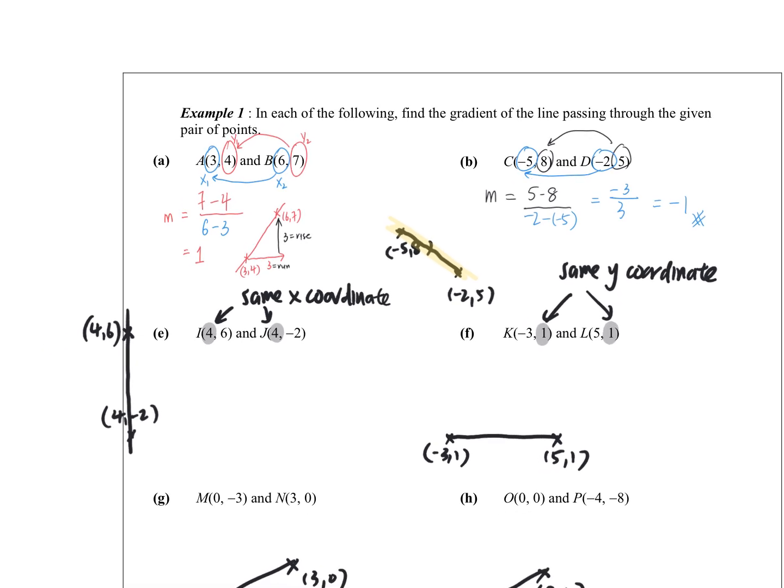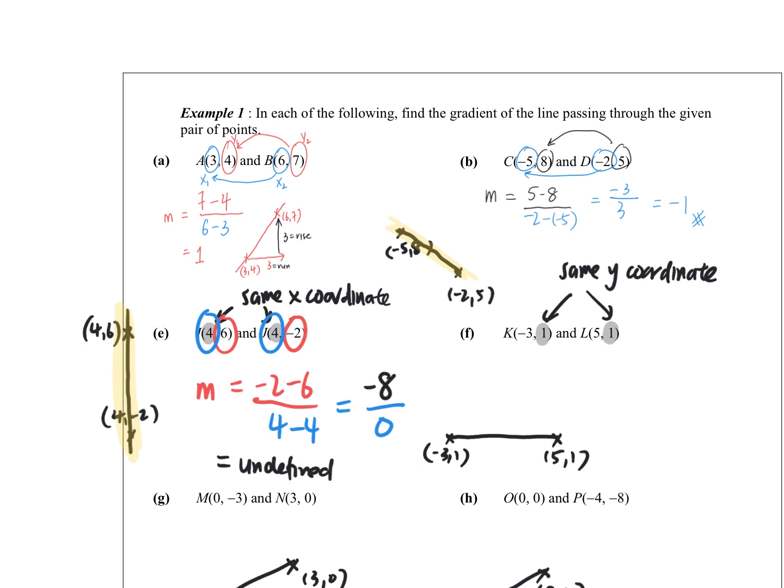Second part C. If you plot it out, it will look like a vertical line. So you know gradient is going to be undefined. But let's just double check. y2 minus y1 over x2 minus x1. You realize that it becomes divided by 0. So no matter what value you have on top, it's going to give you math error. So it's either undefined or you give me the infinity symbol.